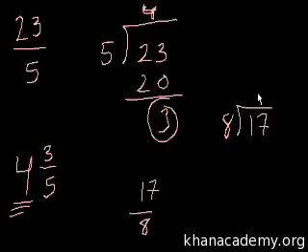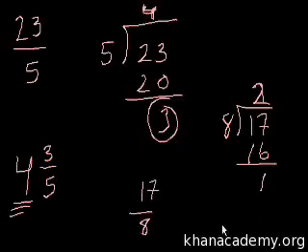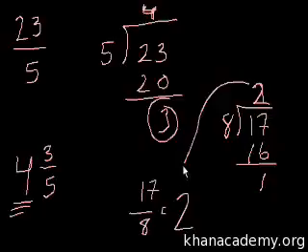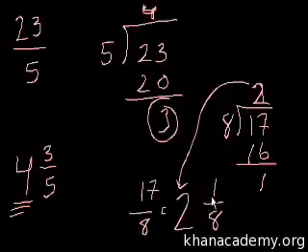8 goes into 17 2 times. 2 times 8 is 16. 17 minus 16 is 1. Remainder 1. So 17 over 8 is equal to 2, that's this 2, and 1/8, right? Because we have 1/8 left over.